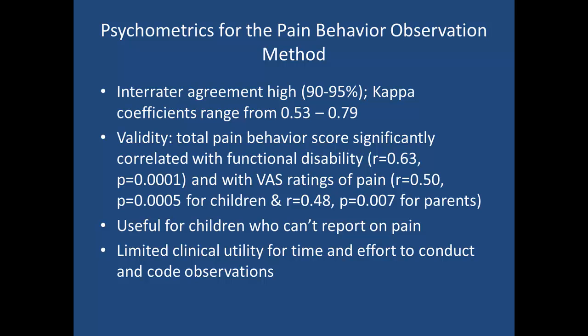For this particular method, the inter-rater agreement has been very high, 90 to 95%. The kappa coefficients, which indicate the level of agreement taking into consideration chance findings, were also quite acceptable, 0.53 to 0.79. The validity was demonstrated by the total pain behavior score significantly correlating with functional disability and with visual analog scale ratings of pain for children and for parents. It's very useful for children who can't report on their own pain. It has some limited clinical utility because of the time and effort to conduct and code observations.